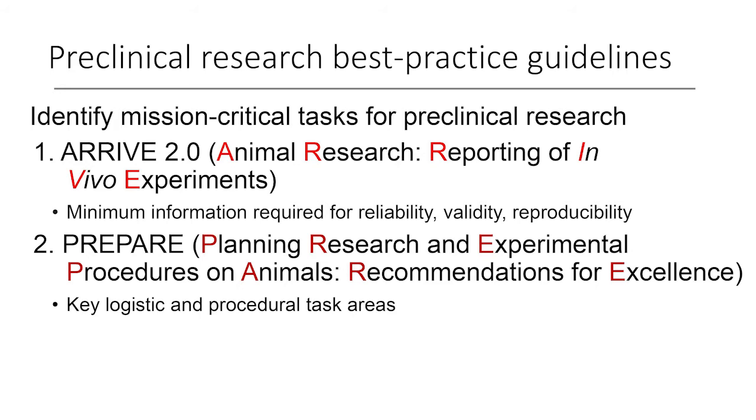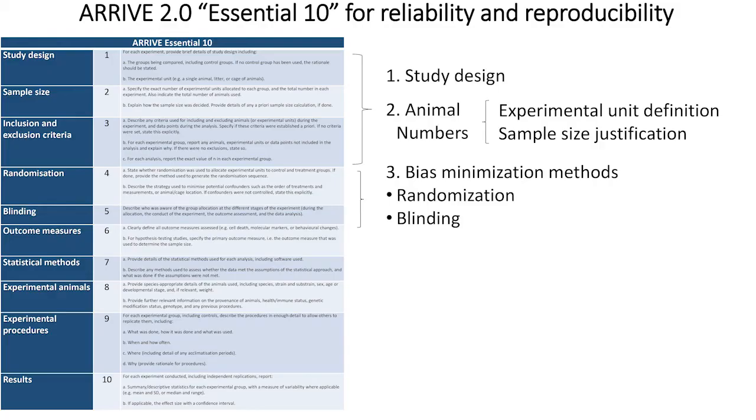ARRIVE defines the minimum information required for reliability, validity, and reproducibility. PREPARE identifies the key logistic and procedural task areas that are common to all preclinical studies. Now, ARRIVE 2.0 consists of 21 separate items. We don't have time to go into that. I want to emphasize just 3 today: study design, animal numbers, and methods of bias minimization.